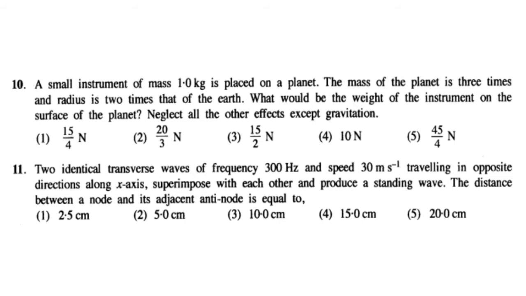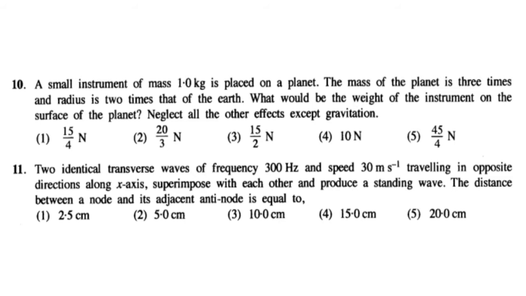So to find the weight, it is the weight of a 1 kilogram mass. So it is mg, 1 into 3/4 of g. So the answer is 15 by 2 Newton. Answer 3.